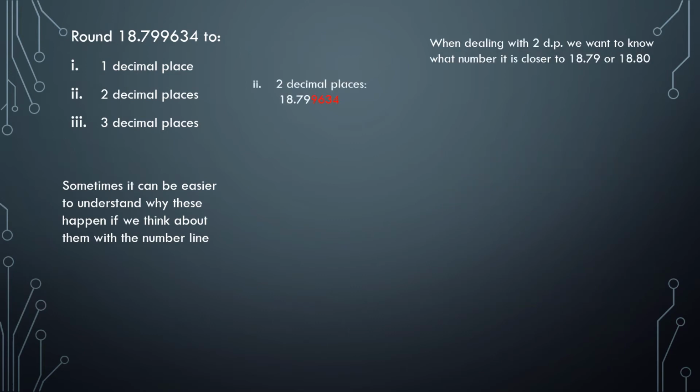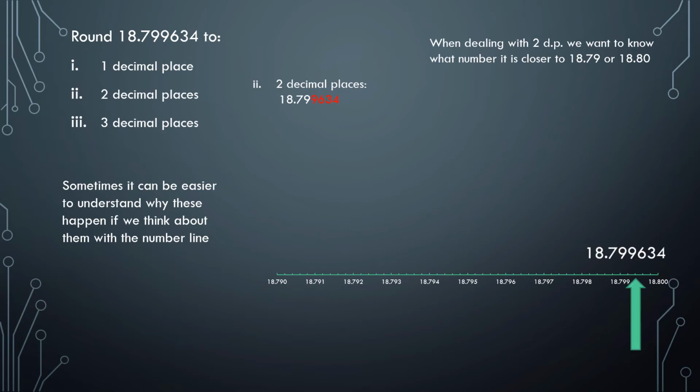So we're going to do the same thing, but with 2 decimal places this time. So again, we want to see whether 18.799634 is closer to 18.79 or 18.80. So we are going to think about our number line, and again, I'm going to write it as 790 to 800, just so that we can make a bit of sense as to where our number's coming on this. But it's 18.799634, so again, it's coming pretty close up to that top end. And so again, we can see that it is much closer to the 18.80 than it is to 18.79.